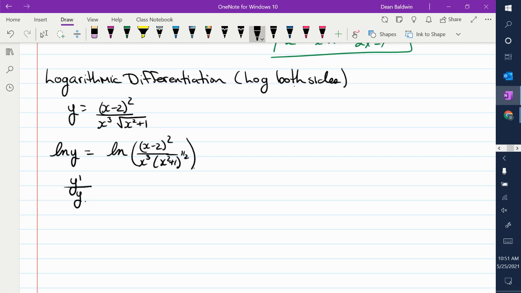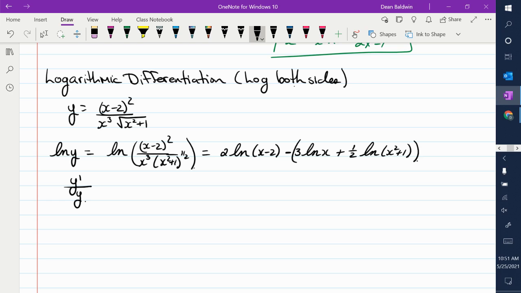The other side, before I derive it, I'm going to rewrite this. I'm going to break it up. So this is going to be 2 natural log of x minus 2, minus 3 natural log of x. I'm going to put this all in brackets. Plus 1/2 natural log of x squared plus 1. So I just broke up the right-hand side of it.